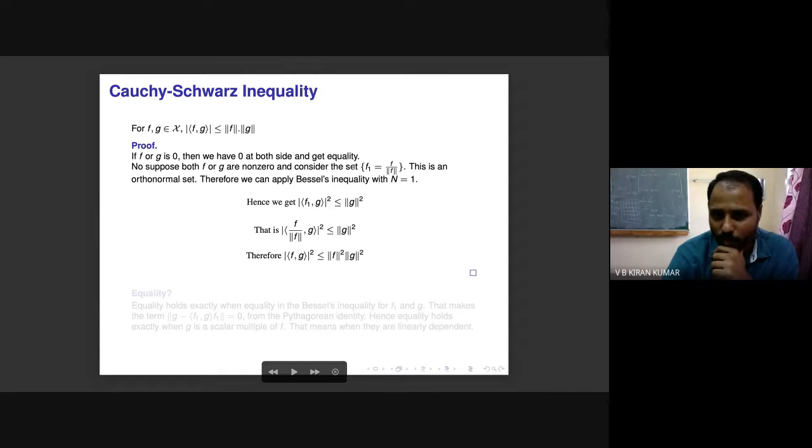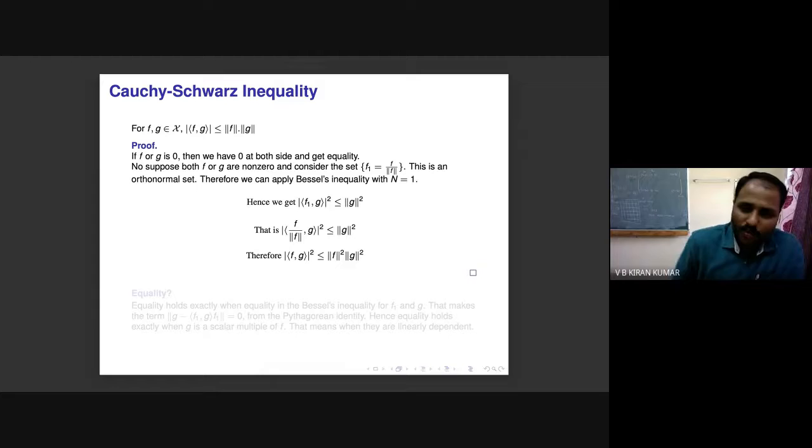If f is non-zero, you consider the set with f1 equal to f by norm f. This is a singleton set. What is f1 inner product with f1? It is 1. So this is a singleton set, and by definition, vacuously it becomes an orthonormal set, since it has norm 1. Because what is an orthonormal set? It should be pairwise orthogonal to each other, and should have norm 1, right? So this singleton set is by definition orthonormal.